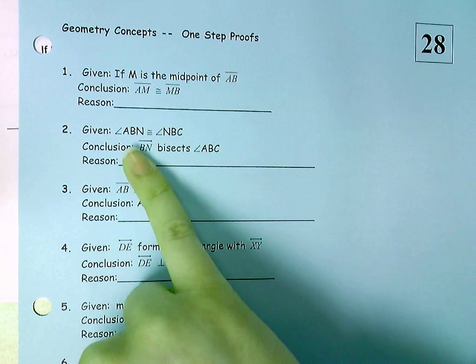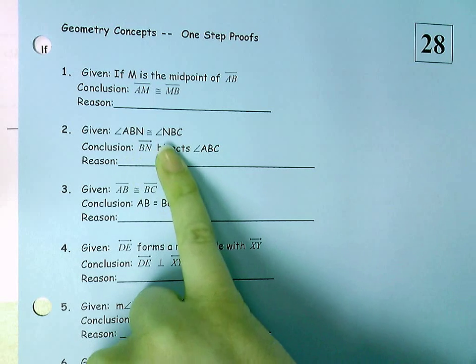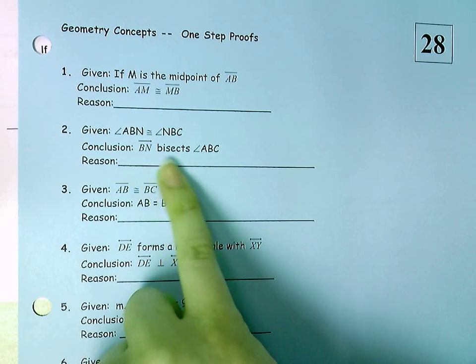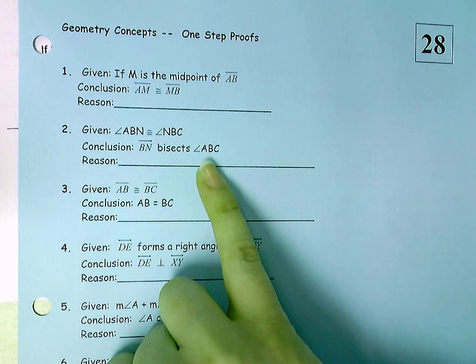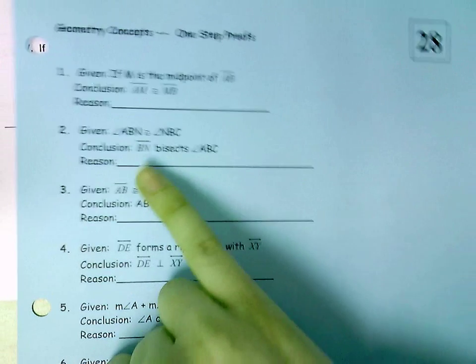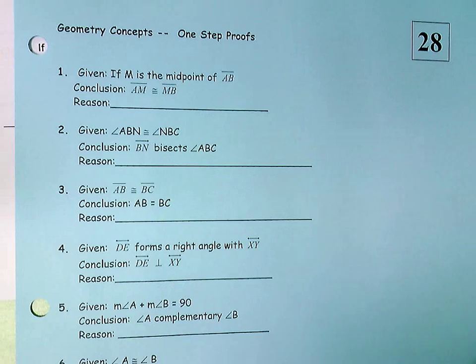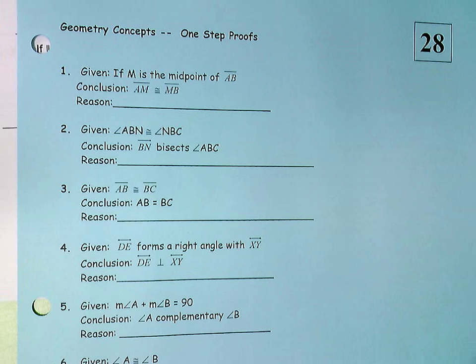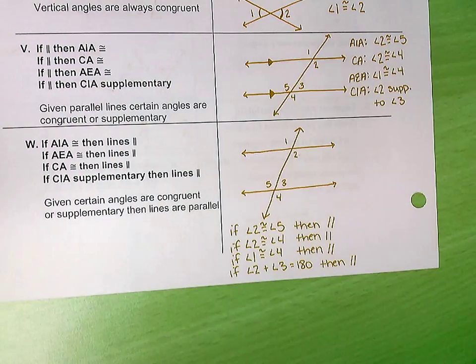If angle ABN is congruent to angle NBC, their conclusion was ray BN bisects angle ABC. So if you have a ray bisecting an angle, it splits it into two congruent parts. Which one splits into two congruent parts? Definition of bisect would be number 2.